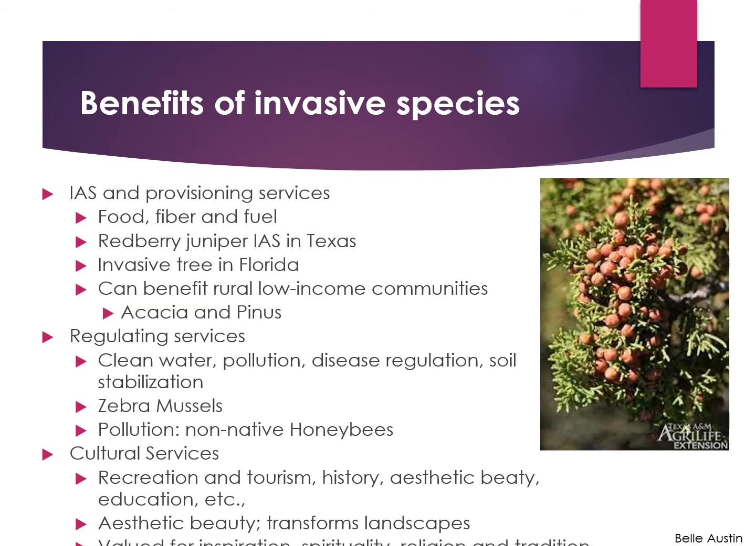Although there are many negative effects caused by invasive species, there also are some benefits. Provisioning services can be defined as food, fiber, and fuel. When red-berried juniper was introduced in Texas, it was able to increase livestock production and increase water in aquifers. There is also an invasive tree in Florida that has positively impacted honey production. Invasive species can also have a positive impact on rural low-income communities. For example, Ocean pinus were introduced in South Africa and used for thatching timber, medicine, and charcoal.